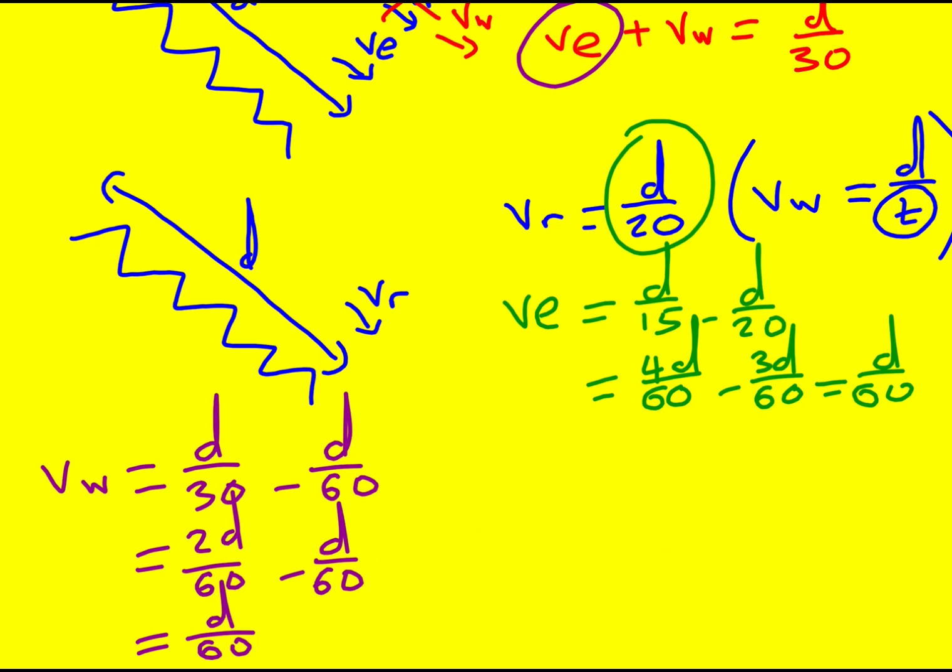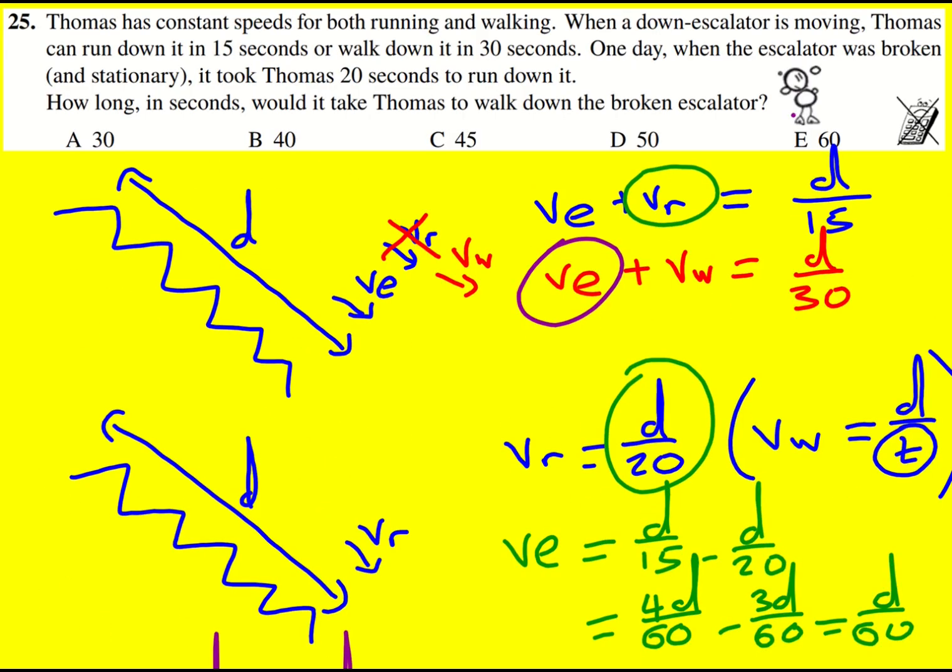Overall, we got it in the right form that I was looking for, so it must be that t is equal to 60 and we're sorted.